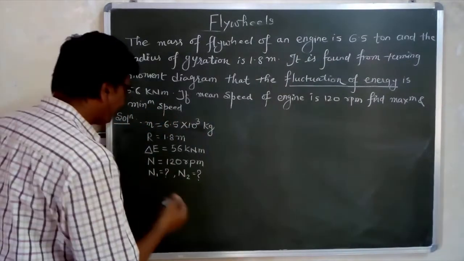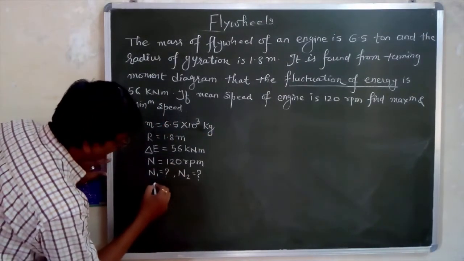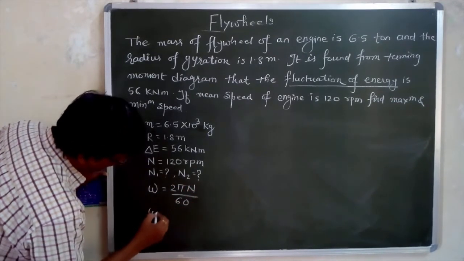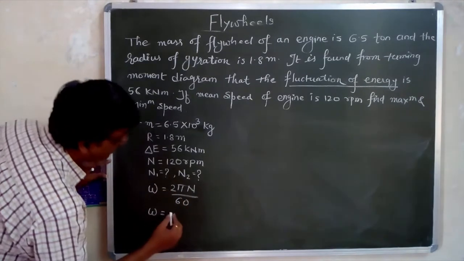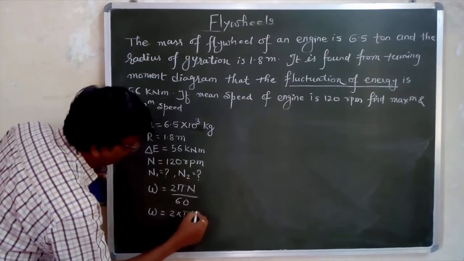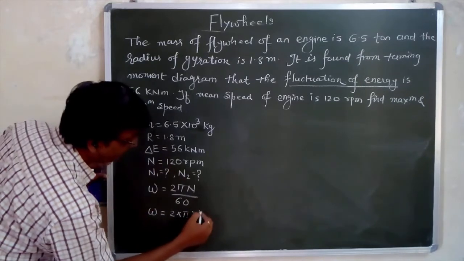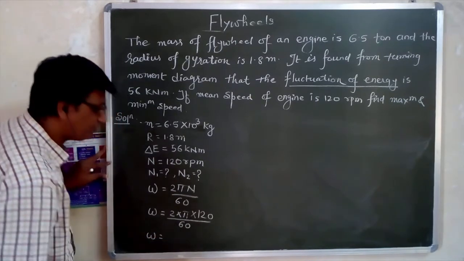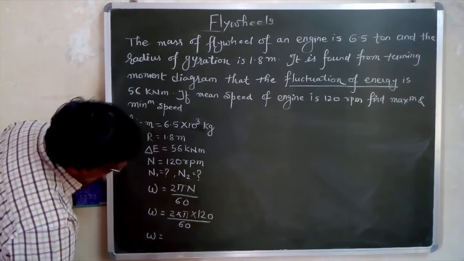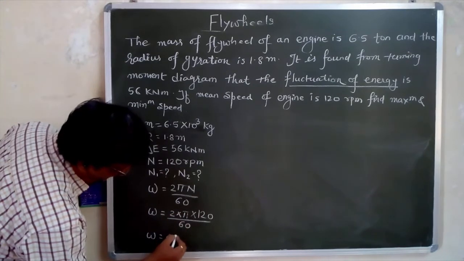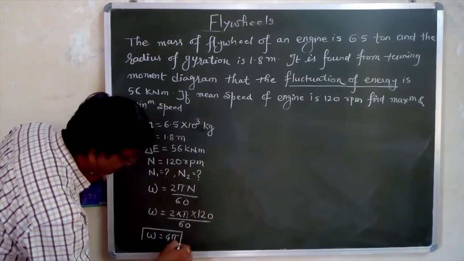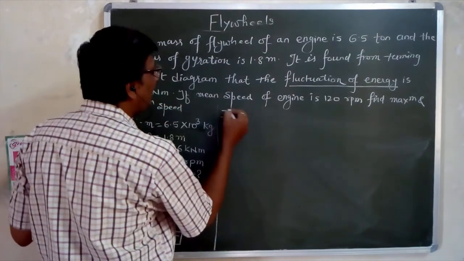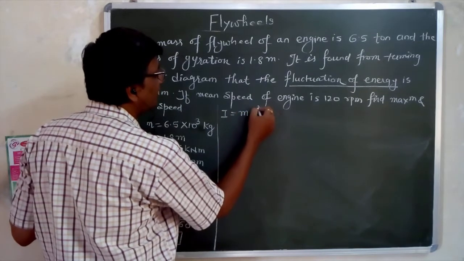Now, I will calculate first the omega. What is omega? It is 2 pi N by 60. So omega is 2 into pi into N, where N is 120 rpm divided by 60. So 6 2s are 12, that is, 2 into 2, 4 pi is the omega. Done.